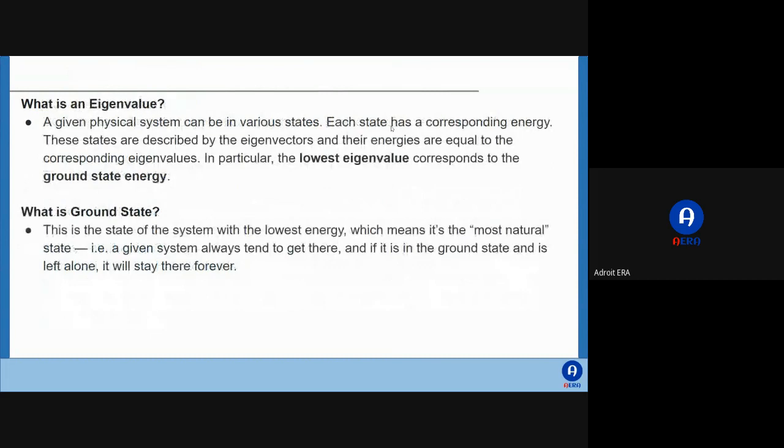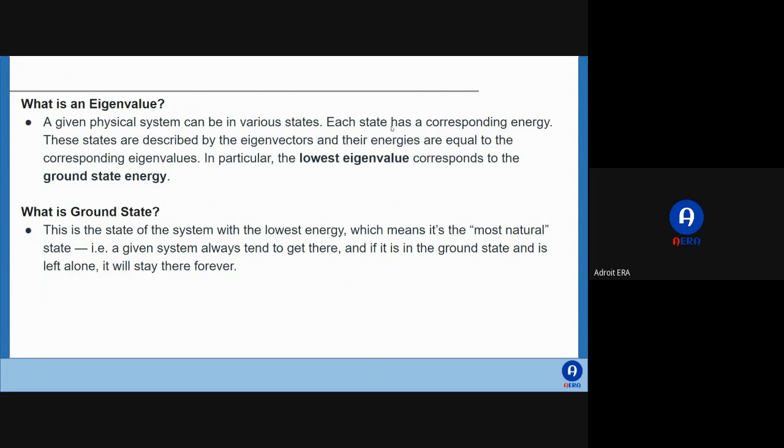So each state, what is eigenvalue? Each physical system has different states, right? A physical system can be, for example, if you take a book, a book can be plane, a book can be horizontal, a book can be vertical. It has various states. So the lowest eigenvalue corresponds to the ground state, or the lowest stable state. For example, the book is at rest, right? Like, book is plain, so that will be the ground state energy of a book.